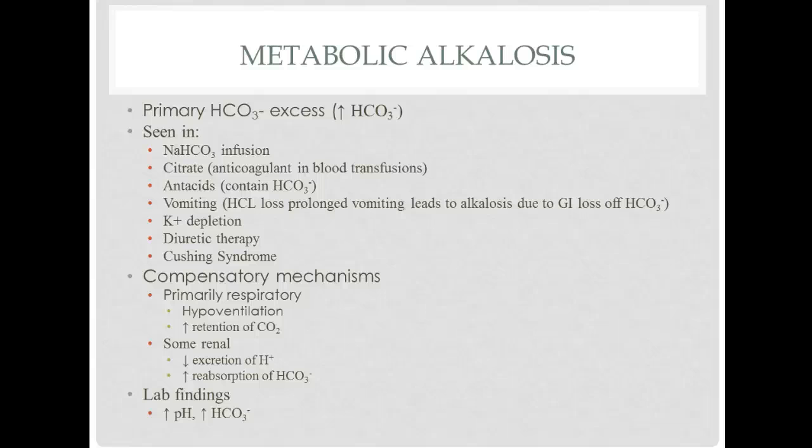Then we have metabolic alkalosis, as seen when somebody has a primary bicarb excess. This is seen with someone who gets a sodium bicarbonate infusion, getting excess anticoagulant and blood transfusions, or eating too many antacids. Prolonged vomiting can cause you to lose a lot of hydrochloric acid and therefore have excess bicarb. Potassium depletion, diuretic therapy, and Cushing syndrome can also cause it.